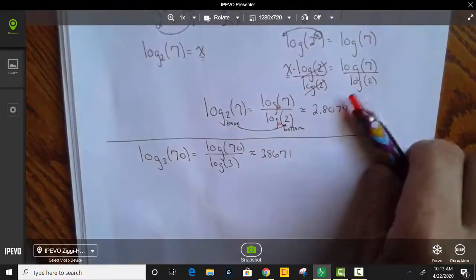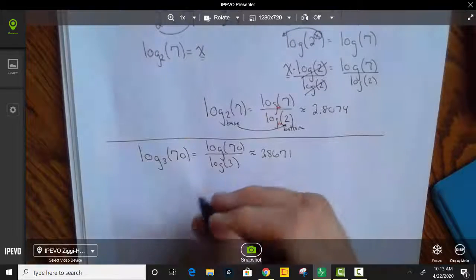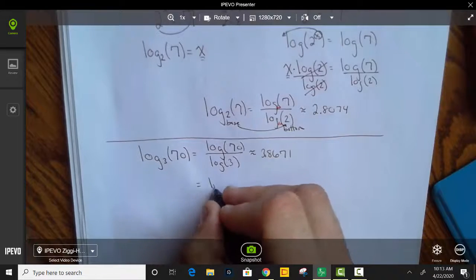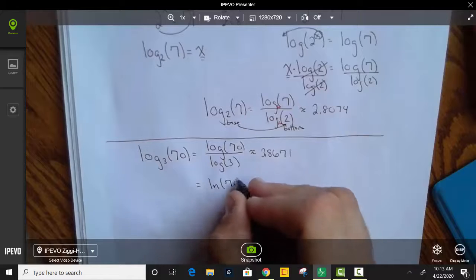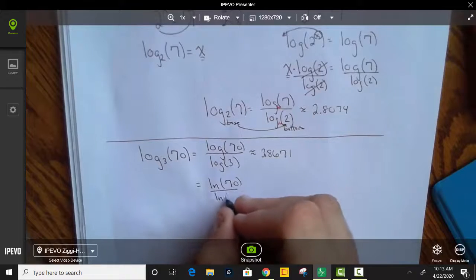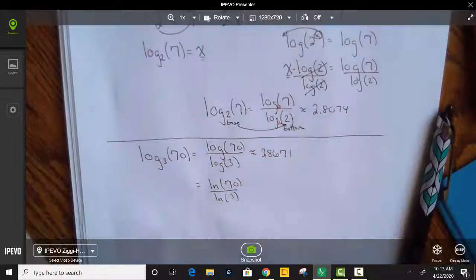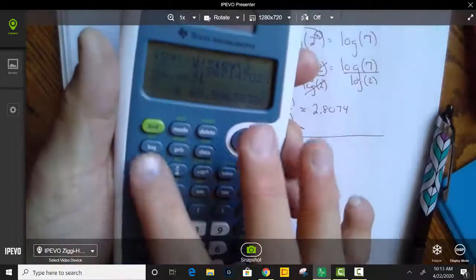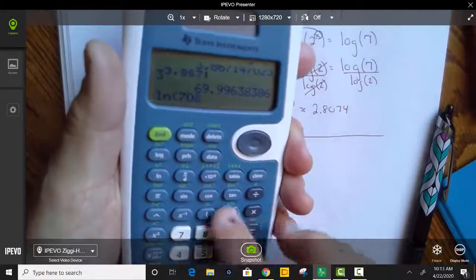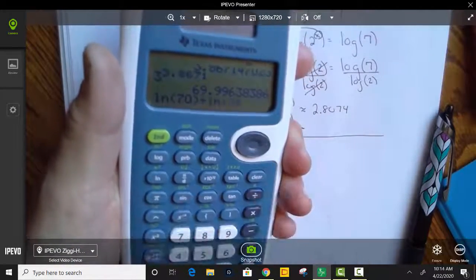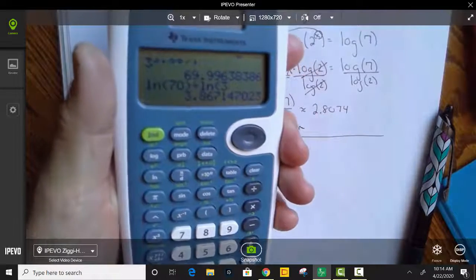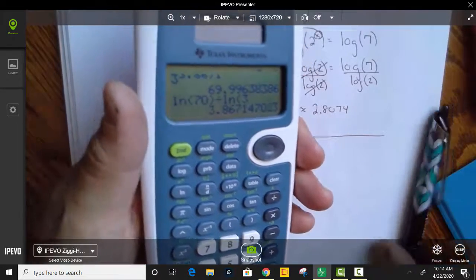Now what's interesting about this is we could also change it to natural log. Natural log of 70 divided by natural log of 3. So if I go to my calculator and type in natural log of 70 divided by natural log of 3, notice what happens. We get the exact same answer.